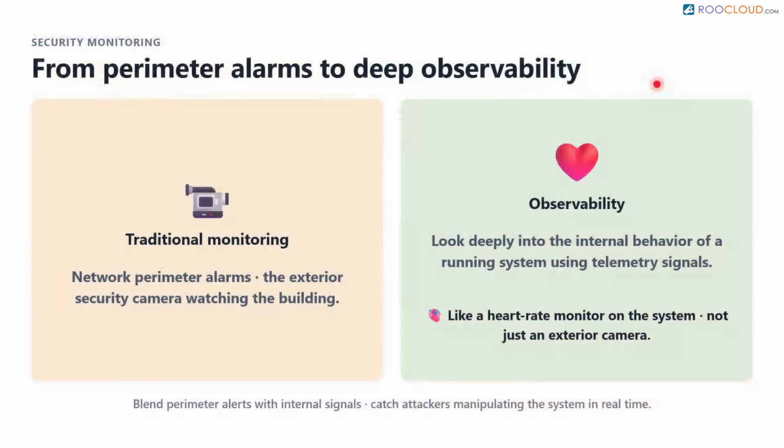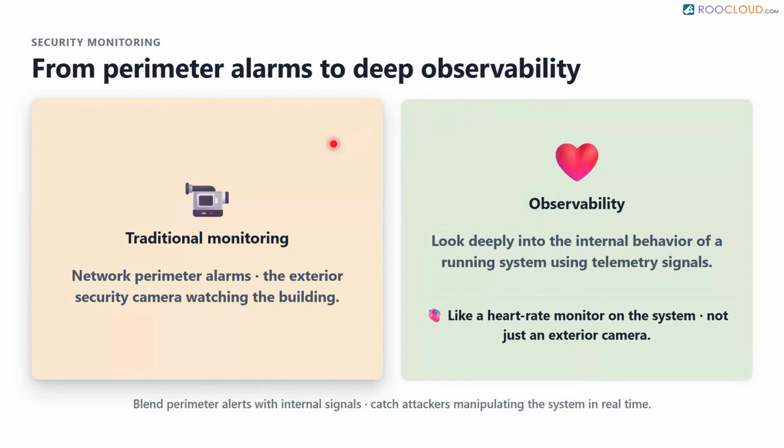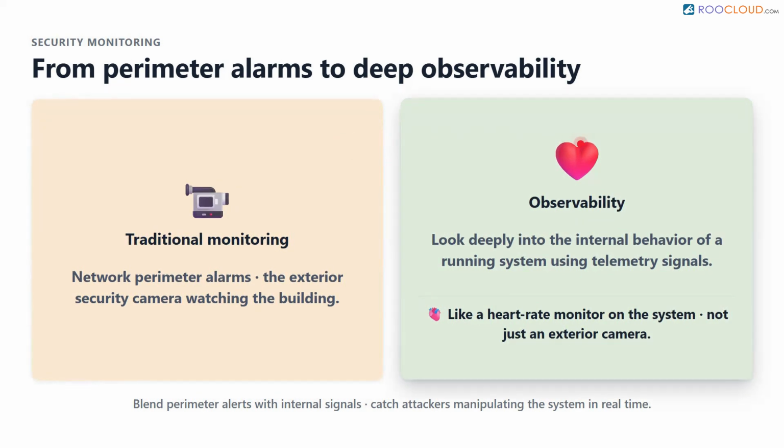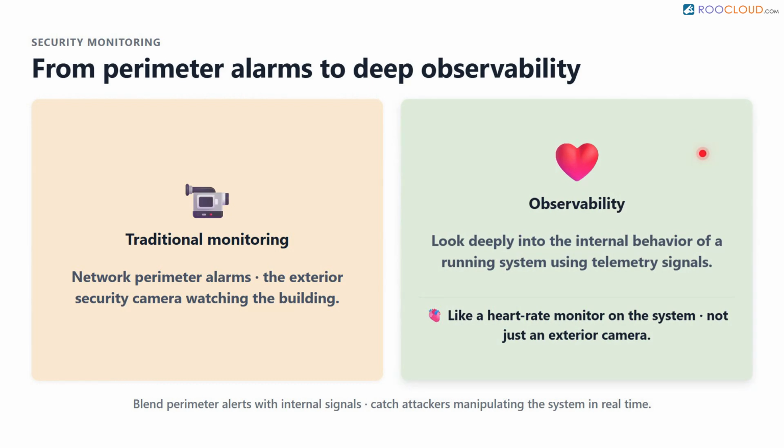Finally, we have security monitoring. Traditional alarms that watch the network perimeter are still necessary, but they must evolve into a broader concept called observability. Observability means looking deeply into the internal behavior of a system while it is running, using data signals called telemetry. Think of traditional monitoring as watching a building through an exterior security camera, whereas observability is like hooking up a heart rate monitor to see how the system is functioning internally. By blending standard network alerts with internal behavioral signals, you can catch an attacker who is trying to manipulate the system while it is actively processing real tasks.